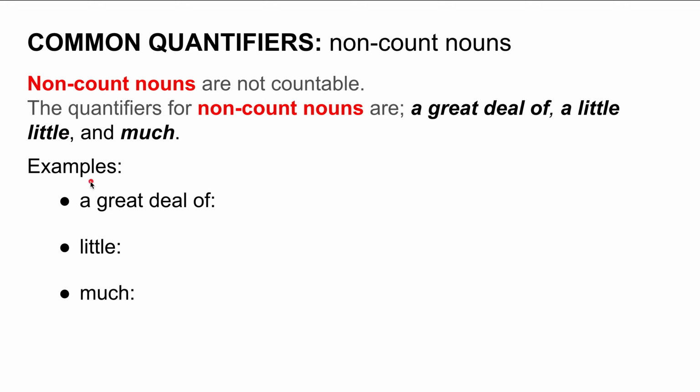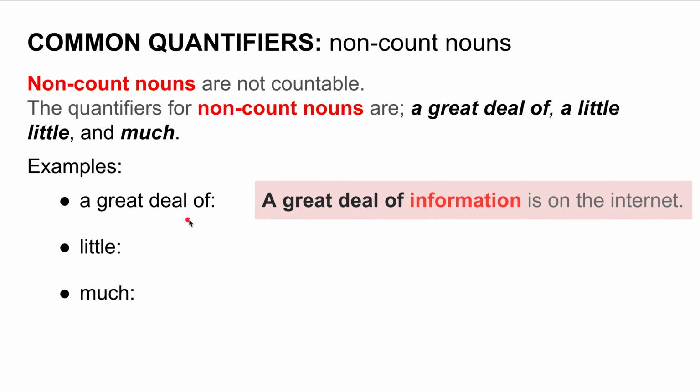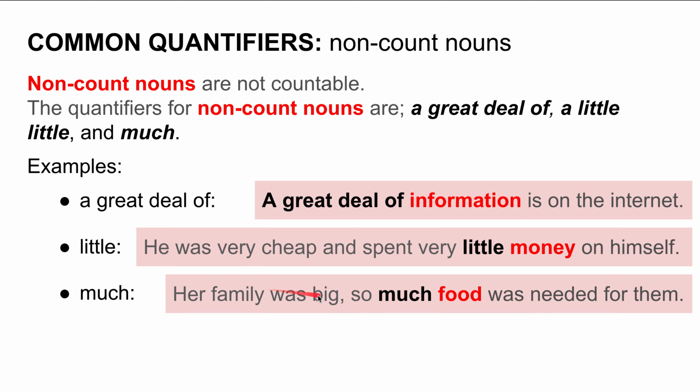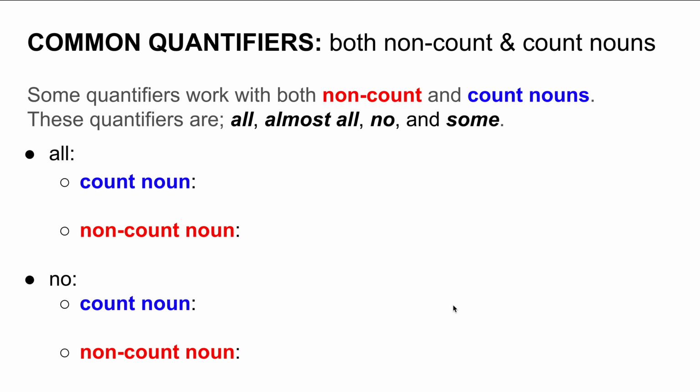Let's look at 3 examples. A great deal of information is on the internet. Little. He was very cheap and spent very little money on himself. And much. Her family was big. So much food was needed for them. Okay, moving on now.